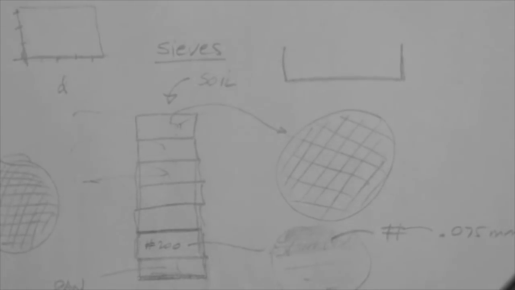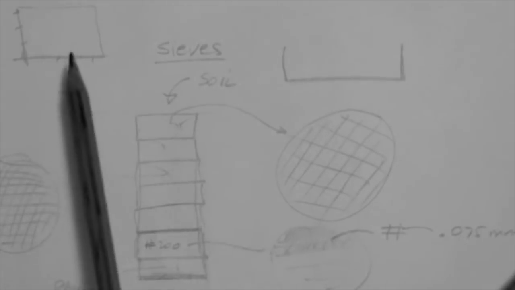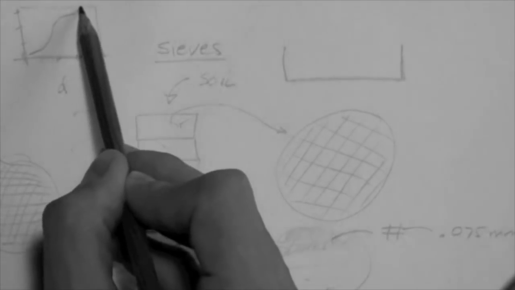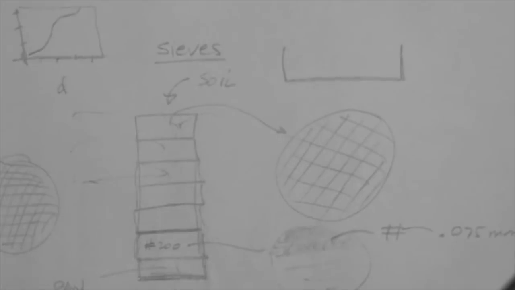That is the way that we determine or calculate the masses of soil that we then use to plot our grain size distribution curve, whatever it may look like. Okay. All right.